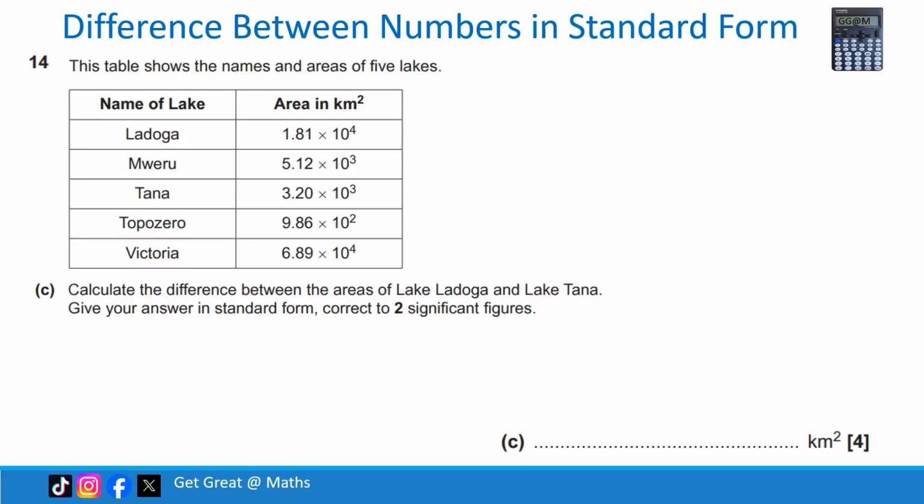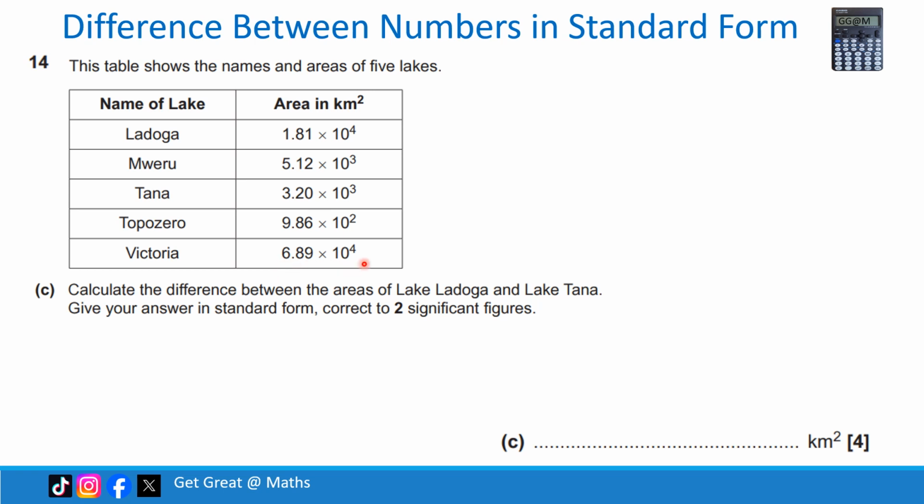This question is finding the difference between numbers in standard form. All these numbers in this table are written in standard form. We know they're in standard form because they've got times 10 to a power, and at the beginning of the number you've got one digit before the decimal point.